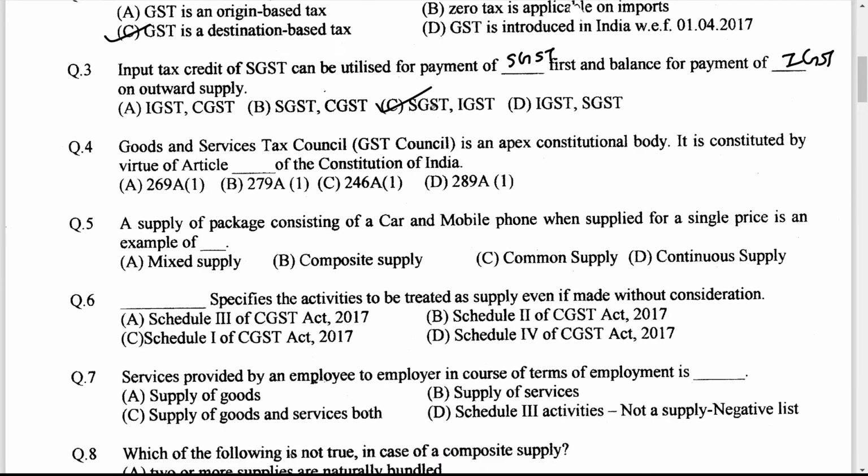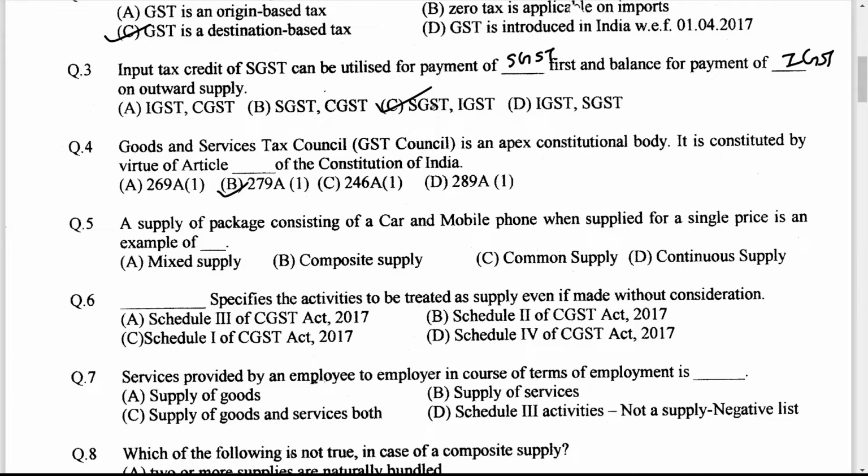Now fourth one, Goods and Services Tax Council, the GST Council, is an apex constitutional body. It is constituted by virtue of Article 279A subsection 1 of the Constitution of India. So in case of 4, B is the answer.